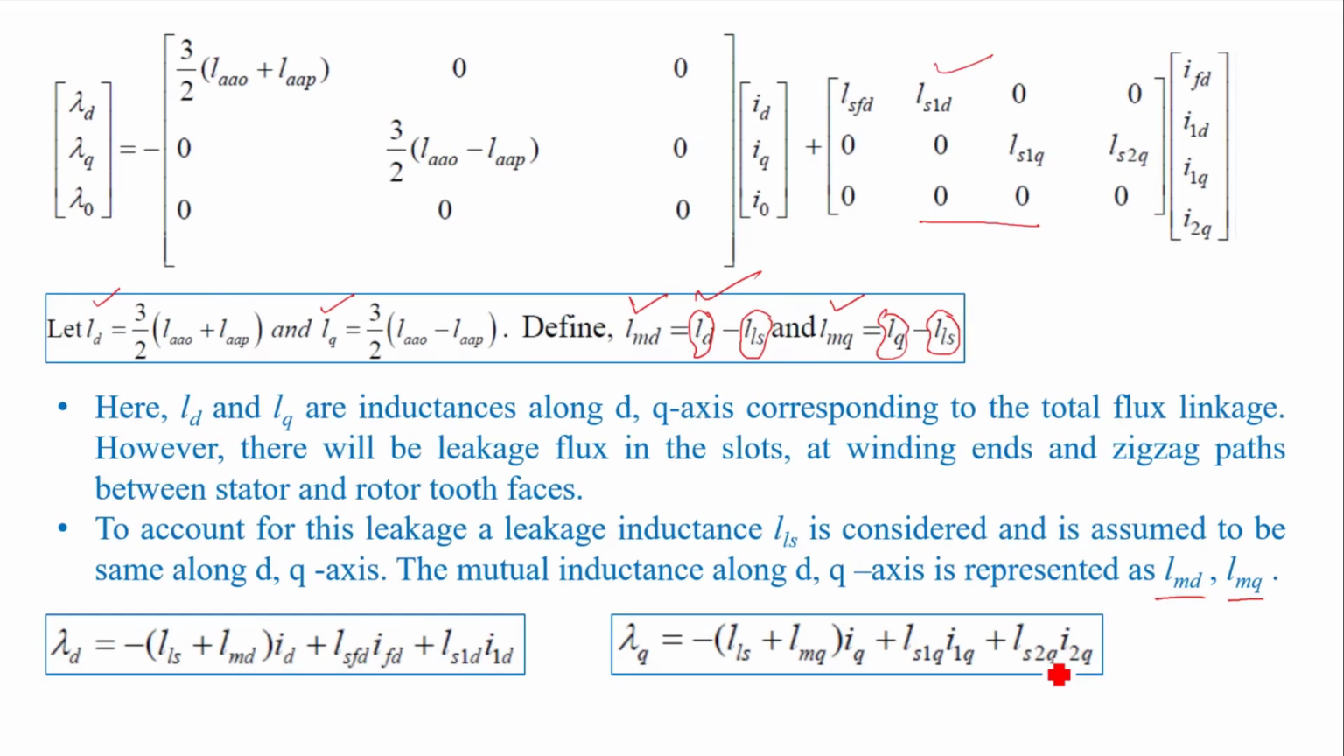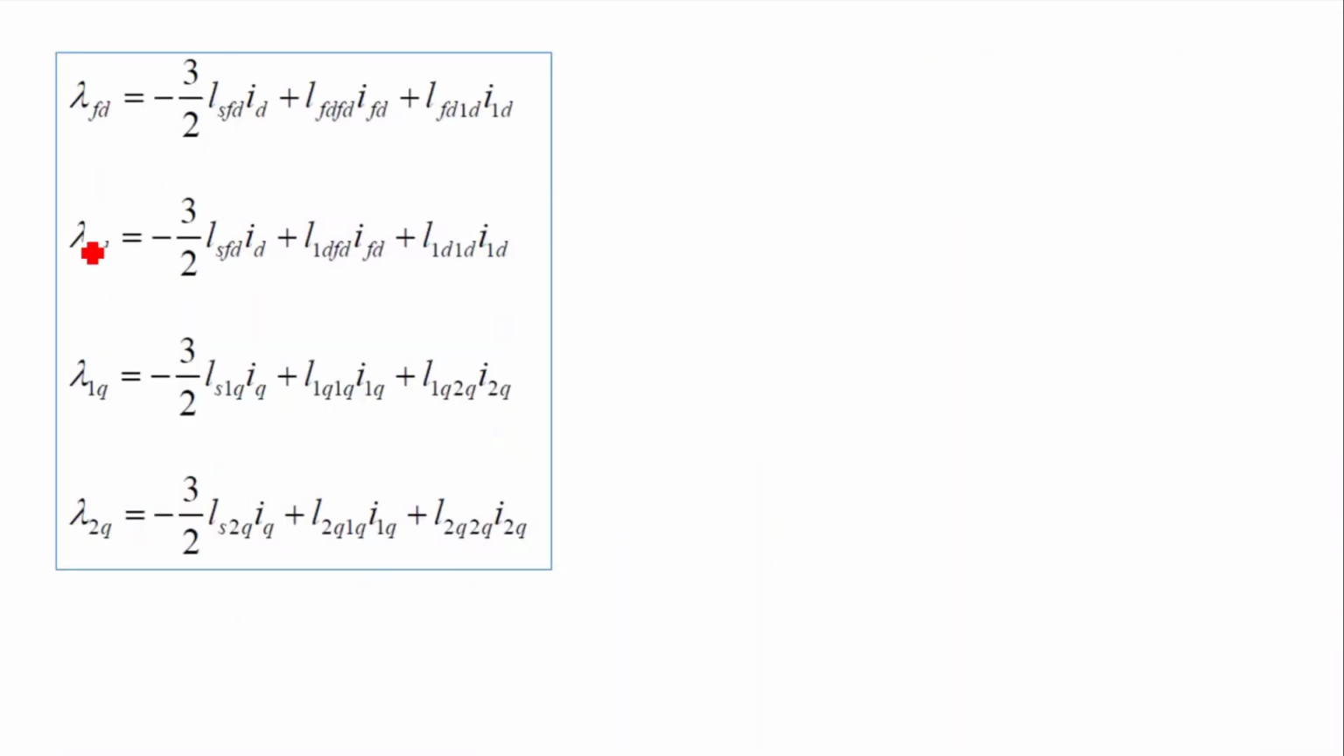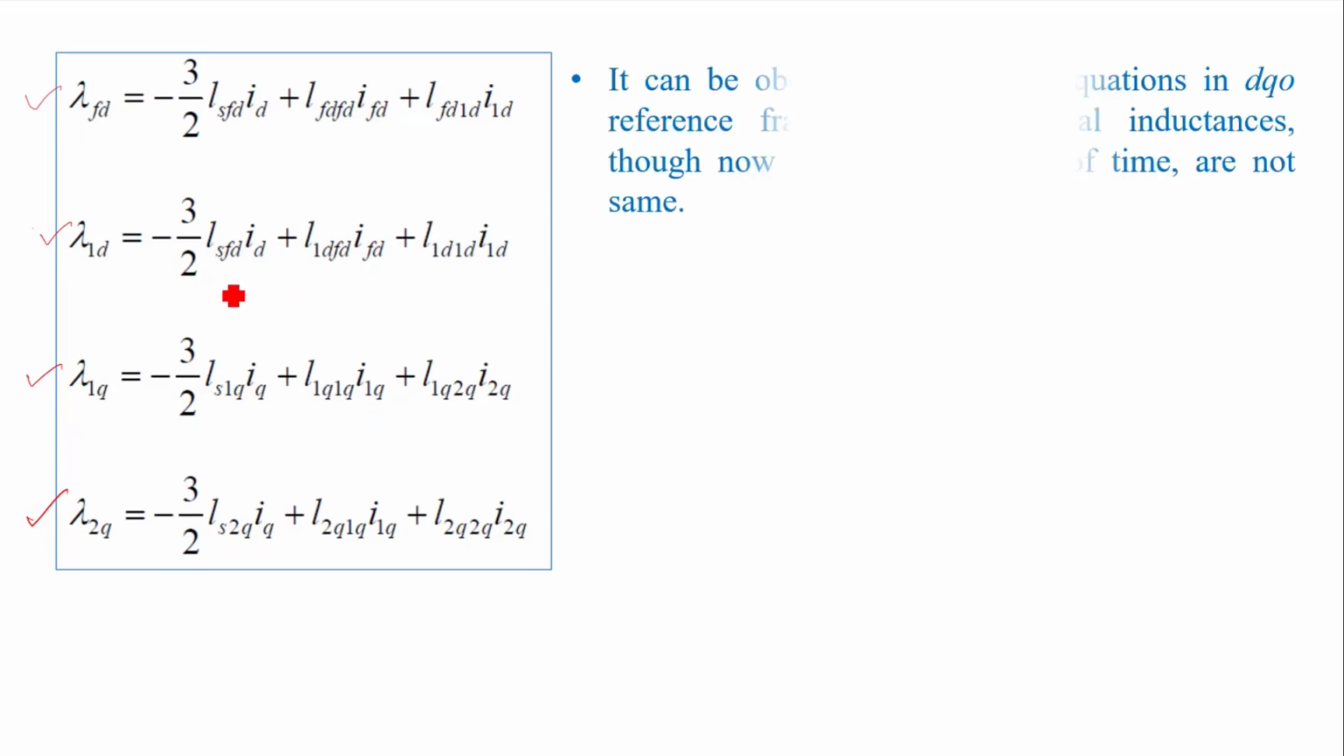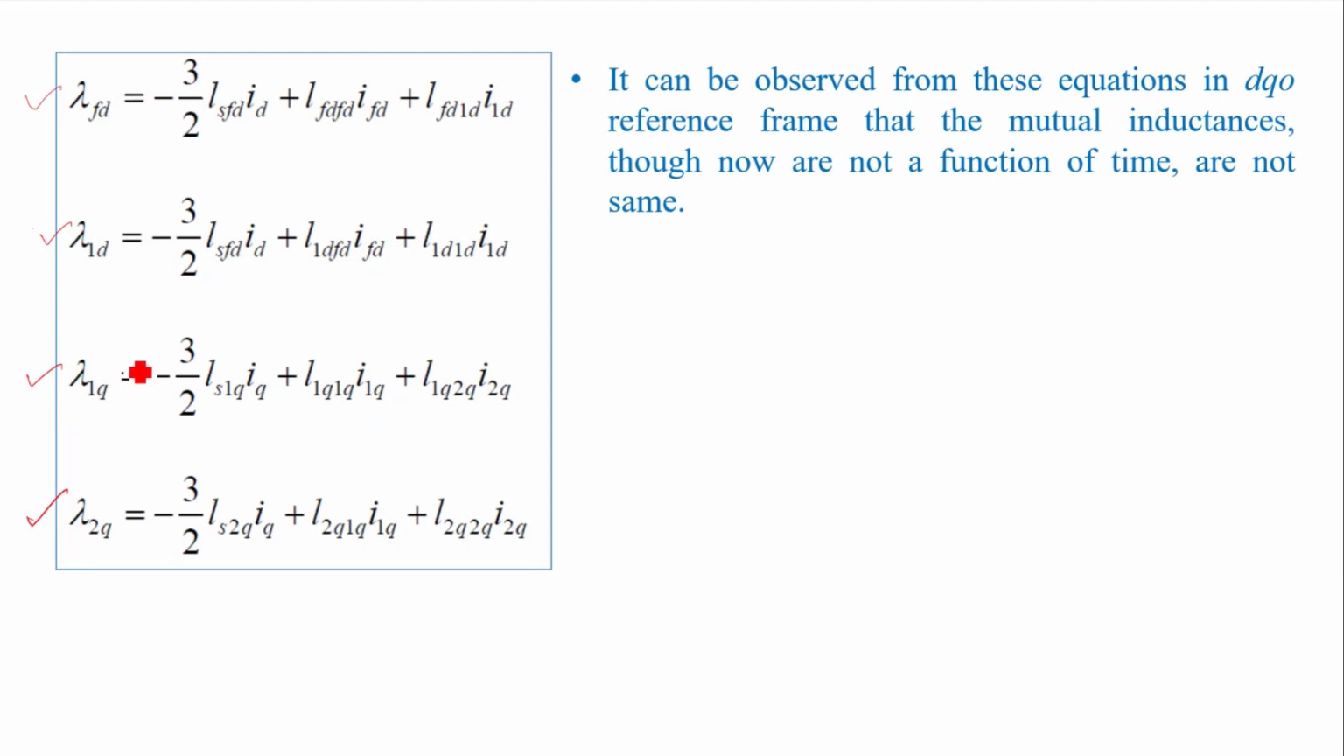Of course, lambda 0 will become 0 because all the rows corresponding to lambda 0 are 0, right? So it will become 0. Now I can write the expression for lambda FD, lambda 1D, lambda 1Q and lambda 2Q. They remain as they are, except only one transformation matrix is multiplied in one of the terms. So after multiplying, we'll get the expressions of lambda FD, lambda 1D, lambda 1Q and lambda 2Q.